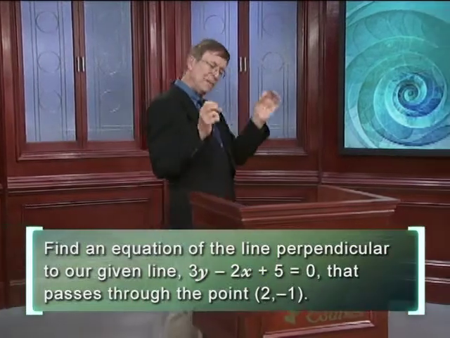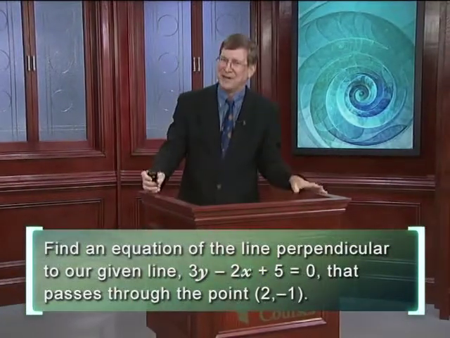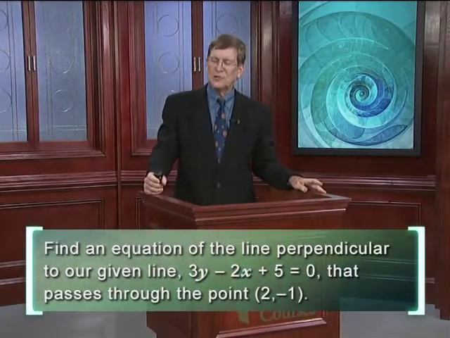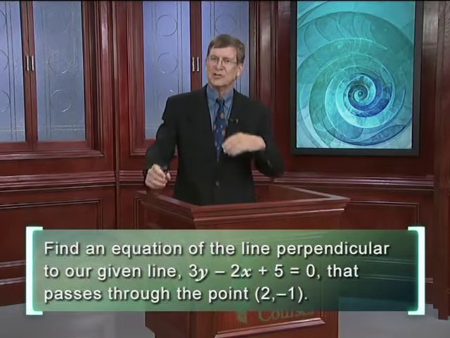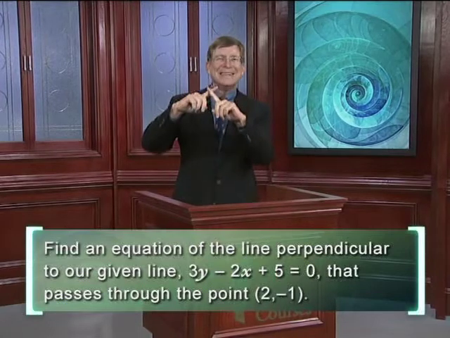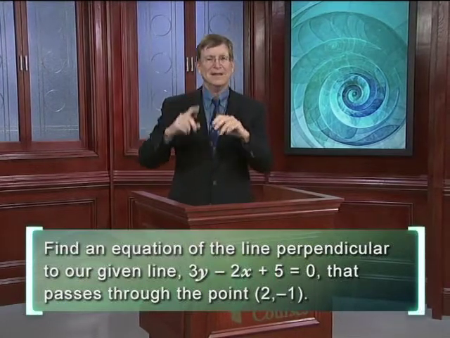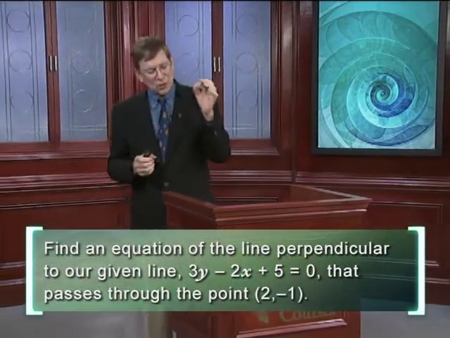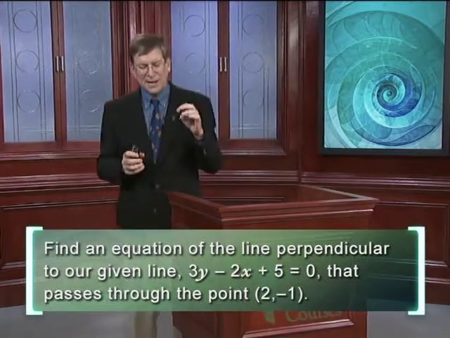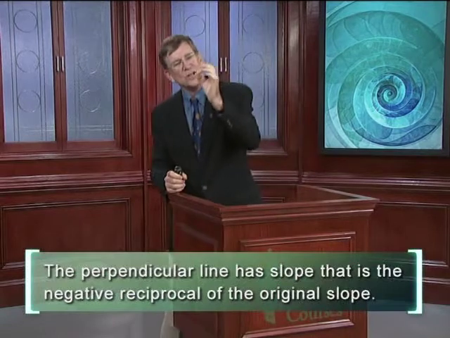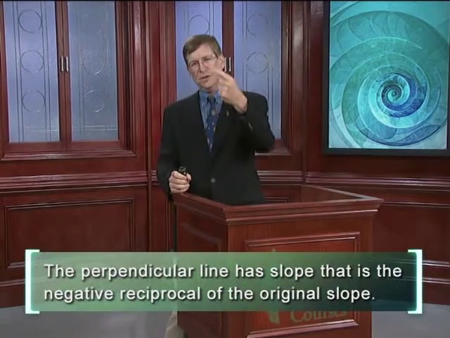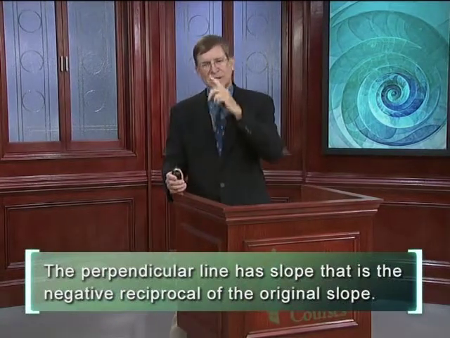So I don't want the parallel line now, I want the perpendicular line. Well, what's the relationship between the slope of a line and the slope of a line perpendicular to the given line? And you might remember that the slopes are related in the following way. The perpendicular line has slope negative reciprocal of the original slope. So let's solve this problem.